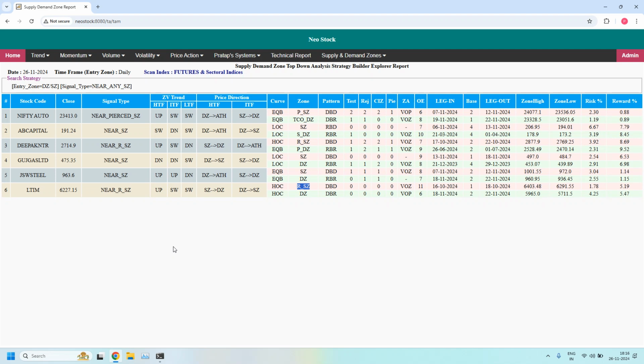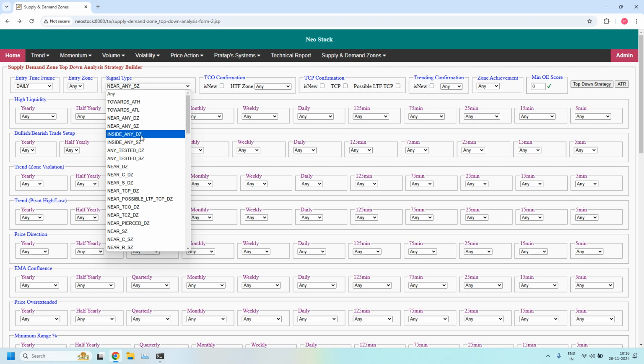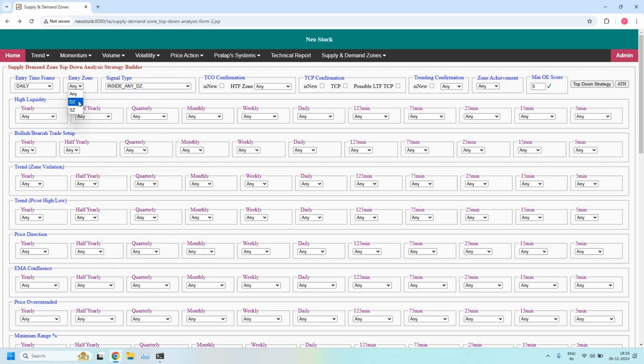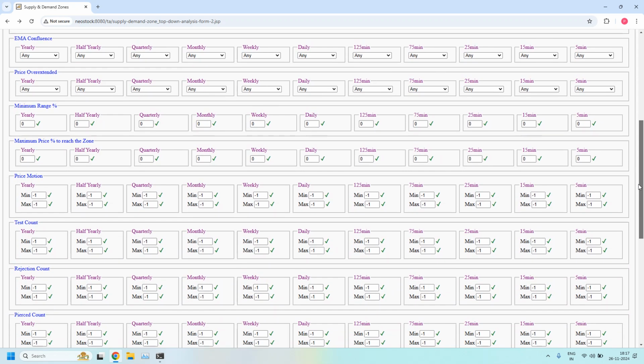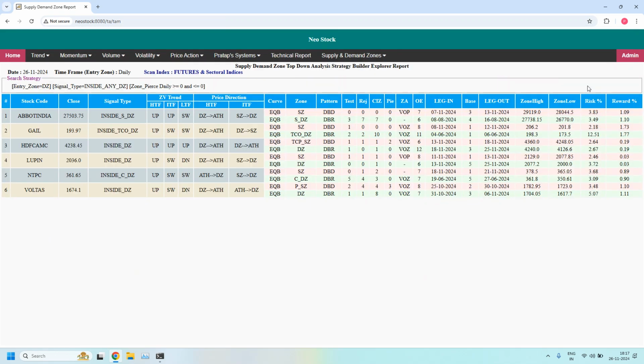So this is about the daily time frame high liquidity zones. Next, for the daily time frame, price closed inside the daily demand zone, and these daily demand zones should not be pierced. So in the pierced count at the daily time frame, minimum value 0, maximum value 0. That means the daily demand zones should not be pierced. Let's filter. We got 6 stocks. Currently price closed in these 6 daily demand zones.